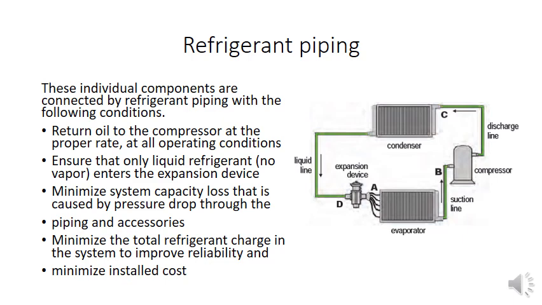Here is one diagram, showing the evaporator, suction line, discharge line, and this line. These individual components are connected by refrigerant piping for the following conditions. One is to return oil to the compressor at the proper rate at all operating conditions. Only liquid refrigerant enters the expansion device, no vapor. Then minimize system capacity loss, such as pressure drop and flow drop, through the different piping and accessories. Minimize the total refrigerant charge and overall cost. So these are the criteria for refrigerant piping.